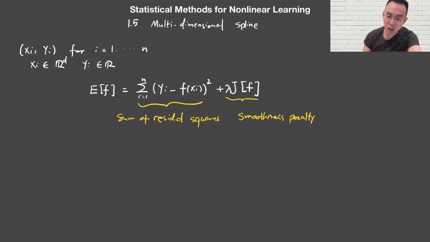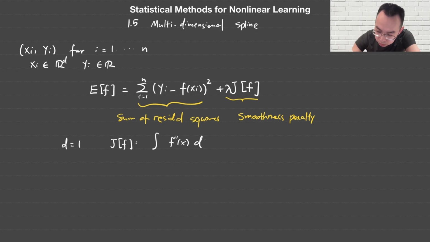So here we're going to make a generalization of the smoothing spline into the multidimensional case. Recalling that in the 1D case, if d equals 1, then J of f equals the integral of the second derivative squared. Let's say this is from a to b, and so this is the whole domain. So a to b is the domain of the data, and we have the second derivative squared as a penalty.